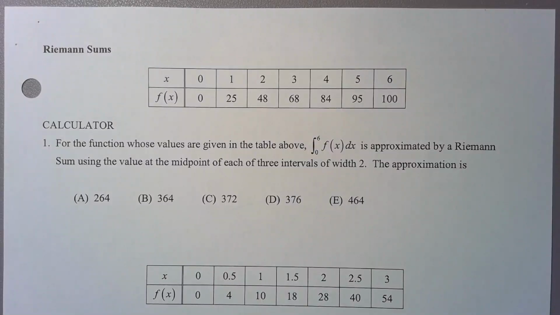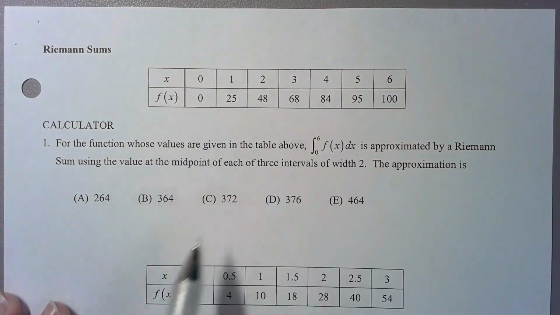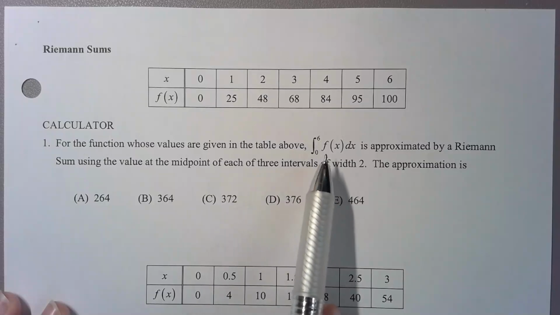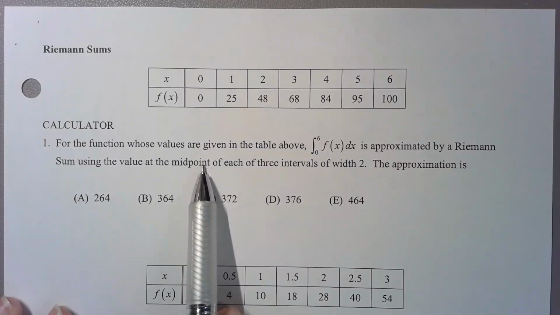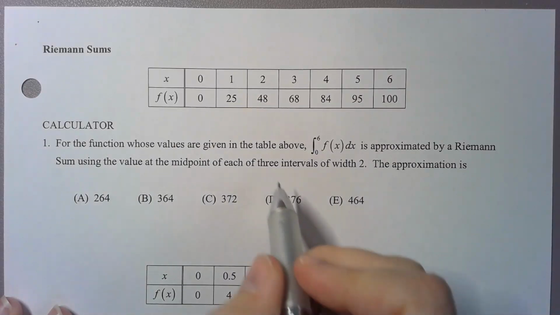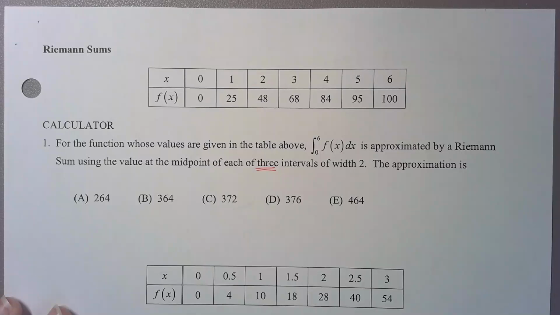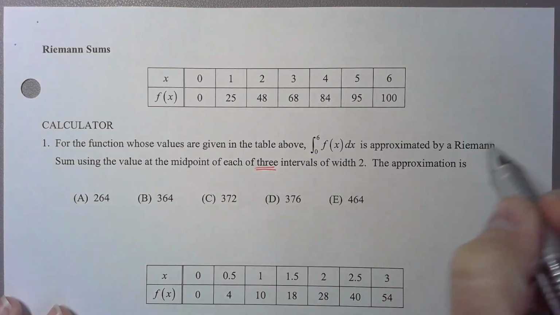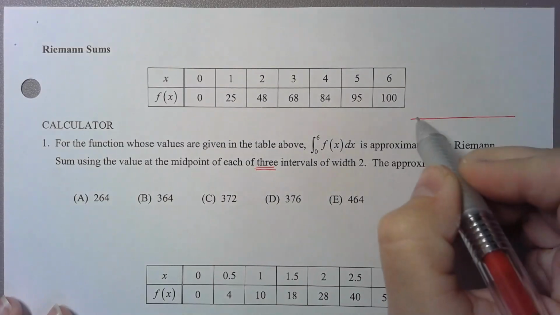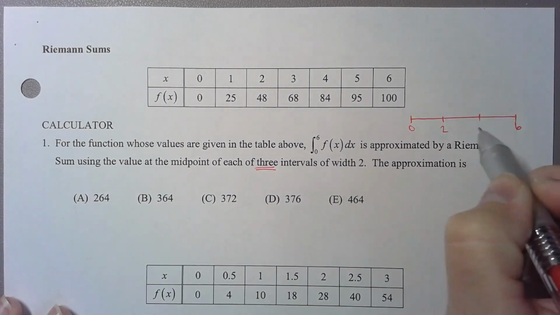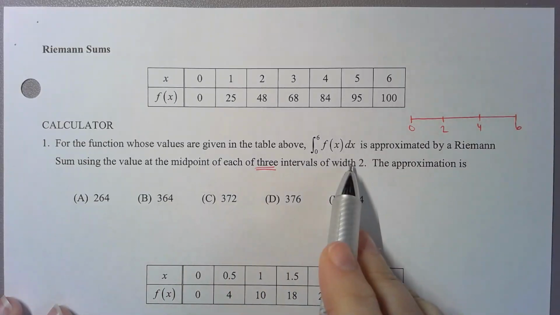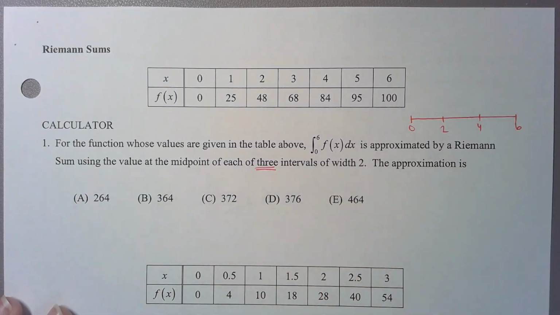Question number 1, we have a calculator if we need it. We've got a lovely table of function values, and they want us to approximate the integral using a midpoint Riemann sum with 3 intervals. So I know some of you do not like to do this, but it's going to save you some headaches. We're going from 0 to 6, and we are dividing that into 3 equal intervals of width 2. So 0, 2, 4, and 6.